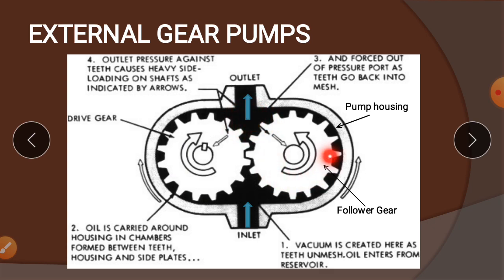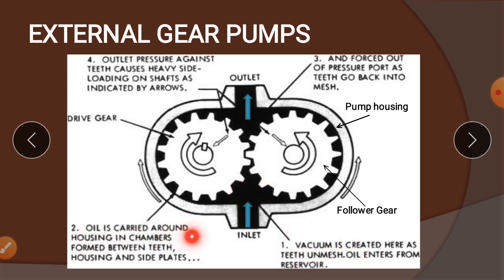As the gears continuously transmit this liquid, higher pressure is achieved at this portion, and by that the liquid is transmitted to the outlet. So at the inlet the liquid is at low pressure, and at the outlet the liquid is at high pressure. You can see it portion by portion. The vacuum is created here. As the teeth unmesh, oil enters from the reservoir. When the teeth unmesh at this portion, the vacuum is created, and by that the liquid is collected here.